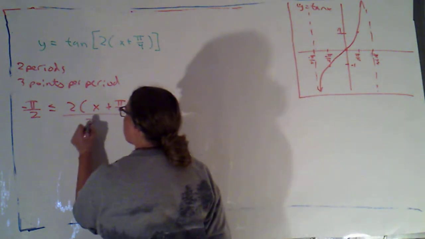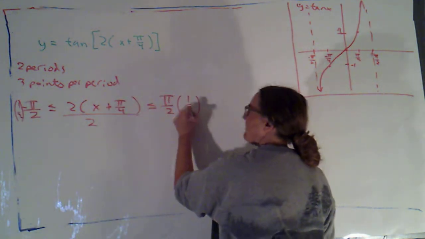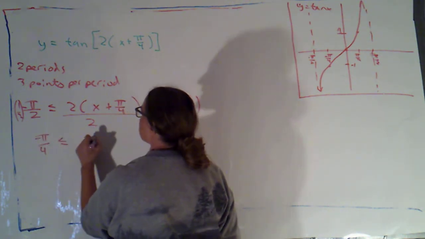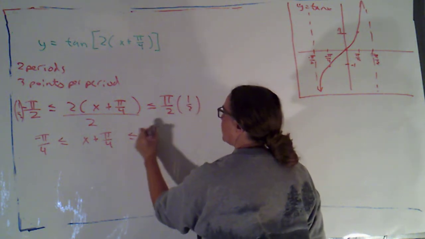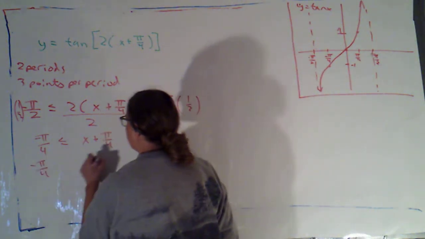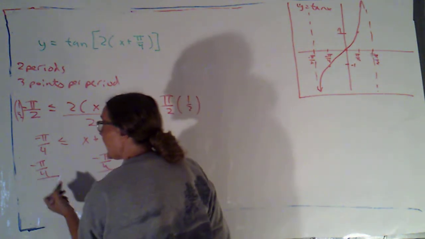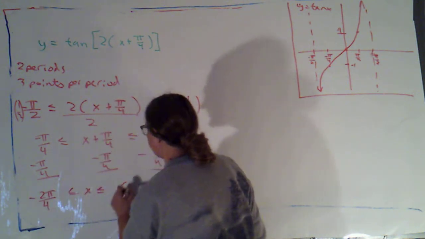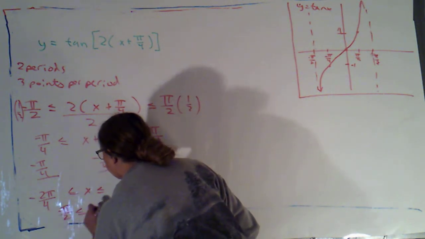So I'm going to divide both sides by 2. Let's remember that that's equivalent to multiplying by 1/2. So this is going to become negative pi over 4 less than or equal to x plus pi over 4 less than or equal to pi over 4. And now I can subtract pi over 4 from each piece. And that's going to give me that negative 2 pi over 4 is less than or equal to x, which is less than or equal to 0. And so that's negative pi over 2 less than or equal to x less than or equal to 0.